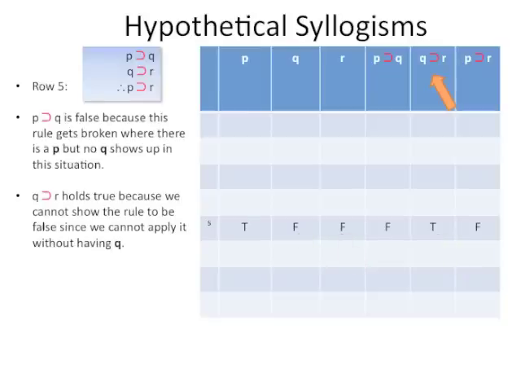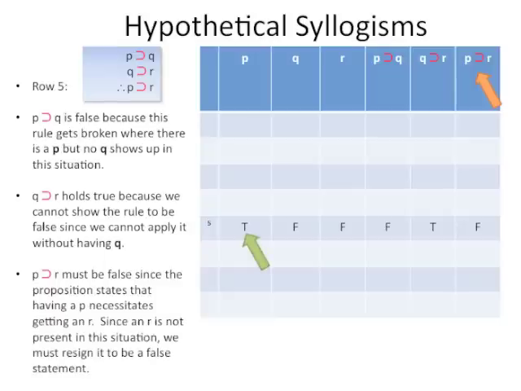Now, the last column, if P then R, must be false, since the proposition states that having a P necessitates getting an R. Since an R is not present in this situation, we must deem it a false statement. So we have P, we don't get R in row 5, and therefore the statement if P then R doesn't hold either. We had the antecedent, we didn't get the consequent, so the statement we've made here, if P then R, is actually false.